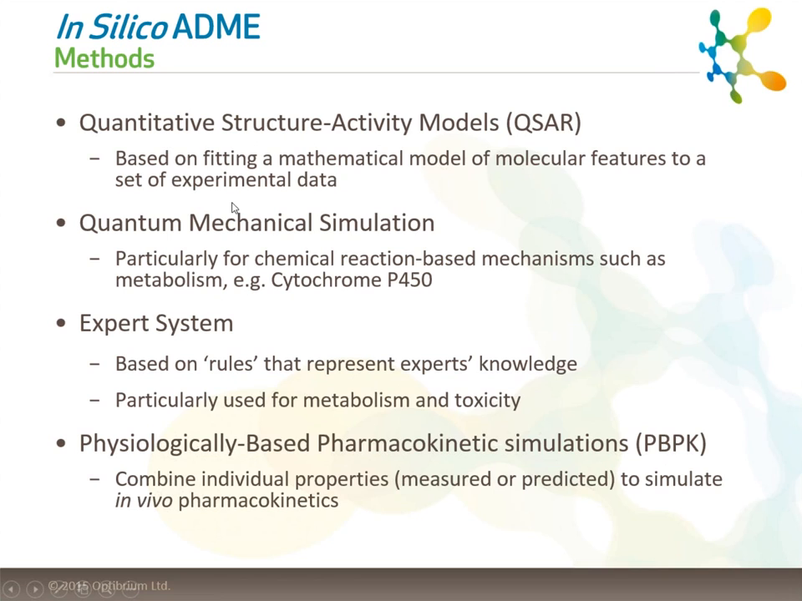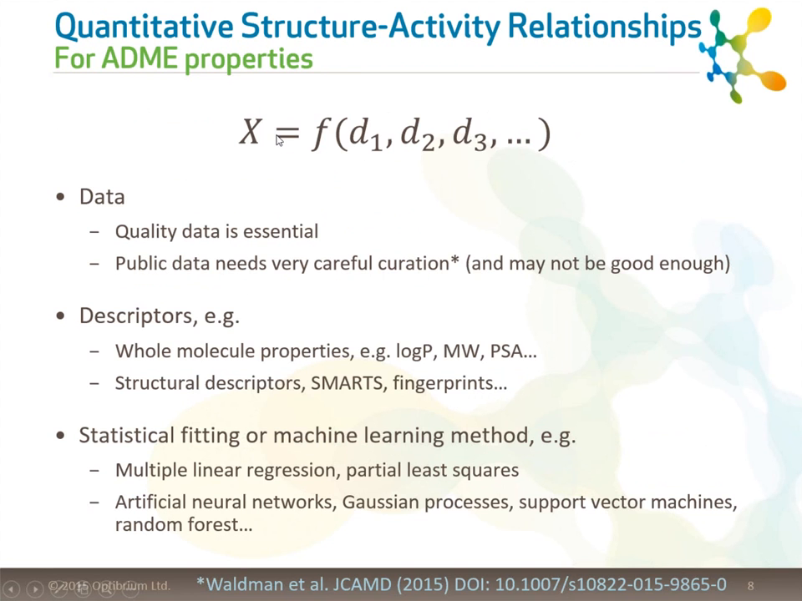For the purposes of the rest of the talk, I'm really going to be focusing on this QSAR approach and looking at how we can use that to predict ADME properties based on structure alone. To drill down into a bit more detail, a QSAR model is, as I've described, a mathematical relationship between a set of descriptors, simple characteristics of a compound, and some observed property, just shown as X here. And so what we're trying to do is to fit this mathematical model to a set of known experimental results.